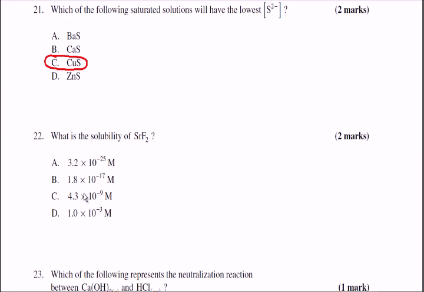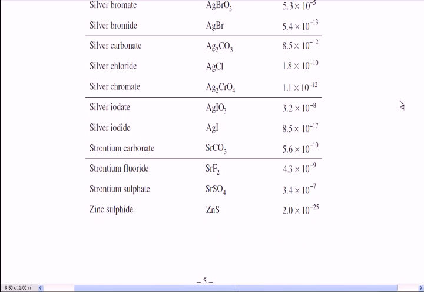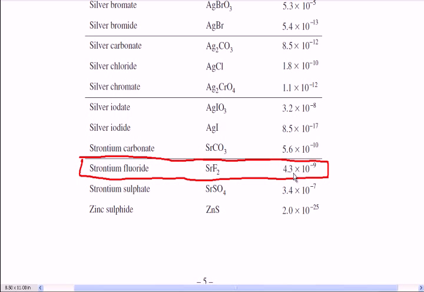Okay, let's do question number 22. What is the solubility of strontium fluoride? And this is our last multiple choice question for Unit 3. For this one, we need to get a number from our data table. So strontium fluoride, here it is right here. And we see it's 4.3 times 10 to the minus 9. So I'm going to memorize that number.